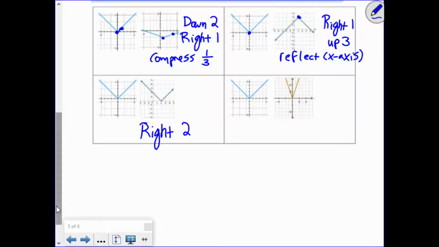Anything else? No. It literally just shifted over to the right. What about this one? It's a stretch. You guys see how I got skinnier? Like that? It's a stretch by how much?